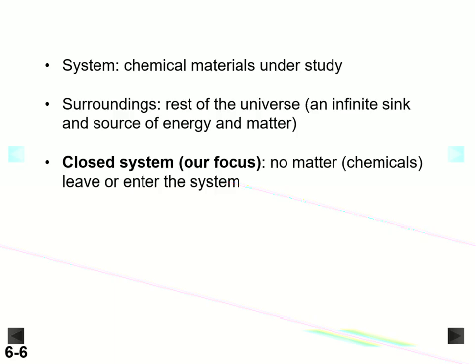There are a couple of types of systems, and we're going to focus on what are called closed systems. In a closed system, no matter enters or leaves the system. So it's a sealed container or a sealed reaction vessel. Now, the vessel itself may not be sealed, but we don't have any of our reactants or products exiting the vessel.